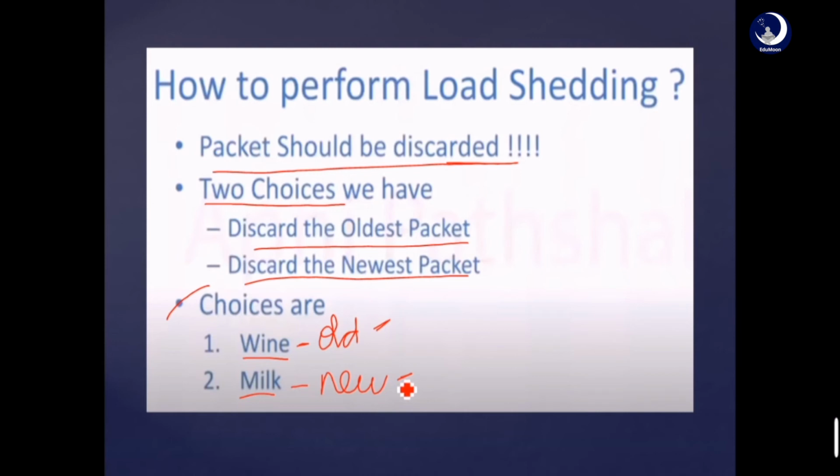Let's consider an example for each case. In a real-time situation, if we want to transfer data, we need new data, which is more important than the old data, because generally old data is not of much importance. We mainly focus on the new data. Then we will be using milk.